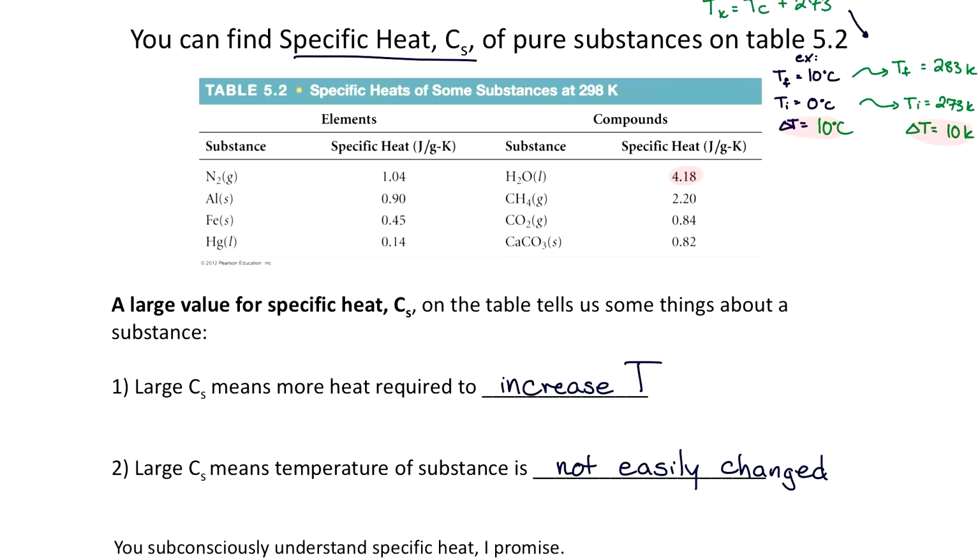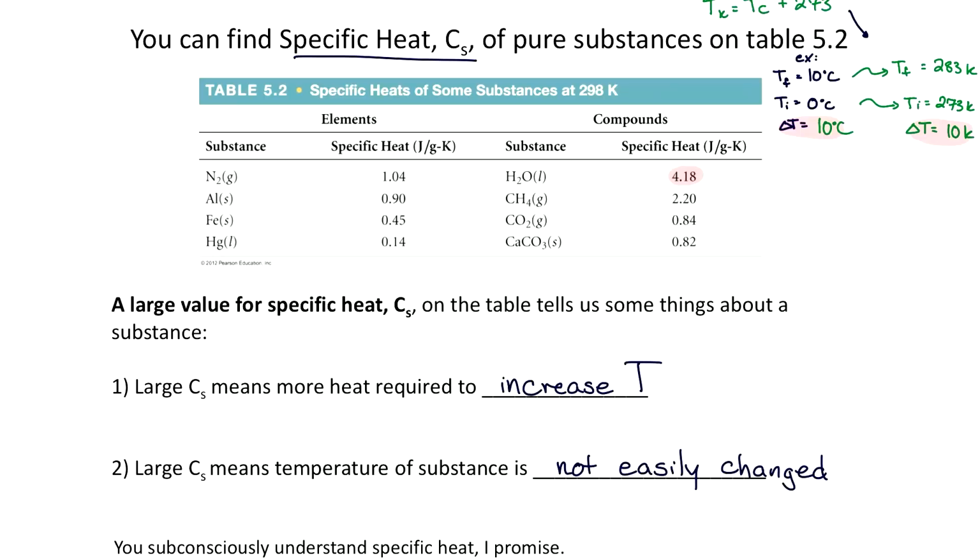It's 4.18, 4.184 if you want more sig figs there. And so there's your specific heat. That's how much energy it takes to raise 1 gram of water 1 degree Celsius. It's actually a lot of energy, because what we see here is that water has the highest specific heat of any of these substances. Methane, CO2, a lot smaller specific heats. These solid metals, 0.9 or 0.45, those are like aluminum and iron, have a lot smaller specific heats.